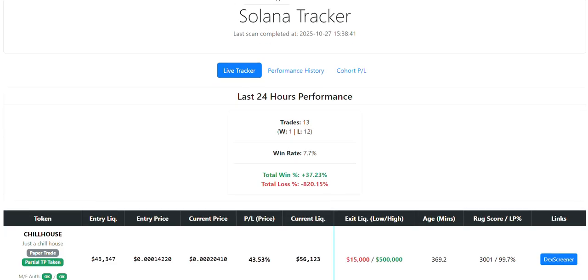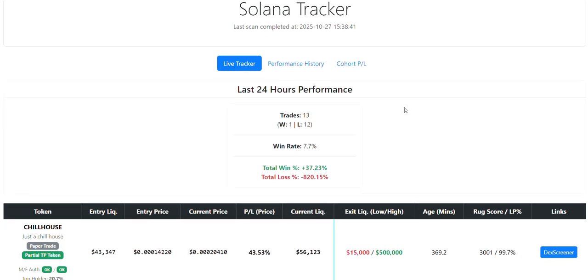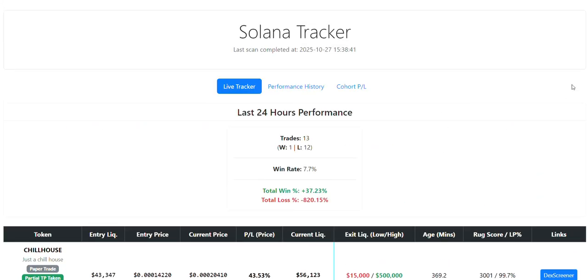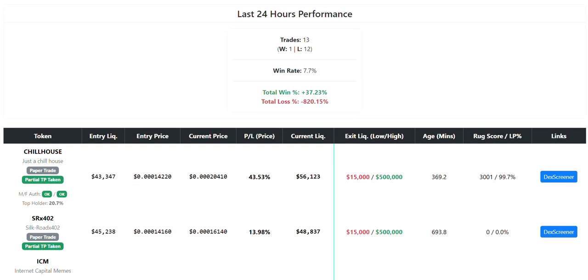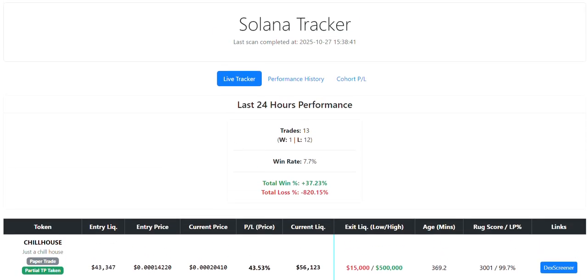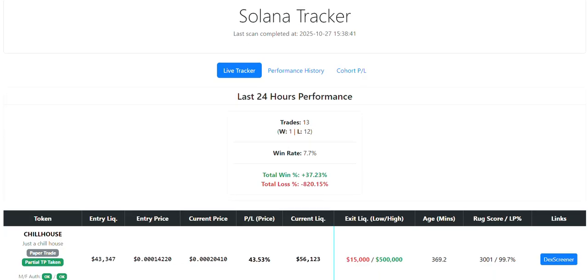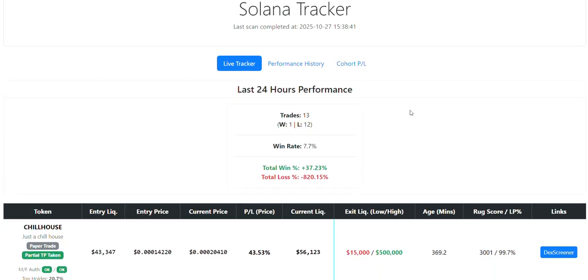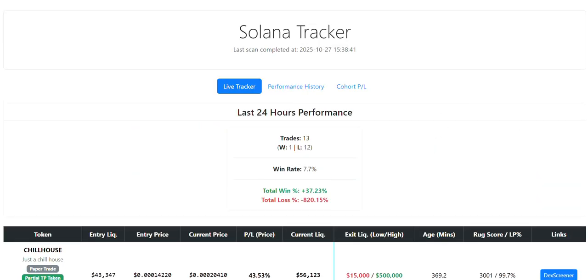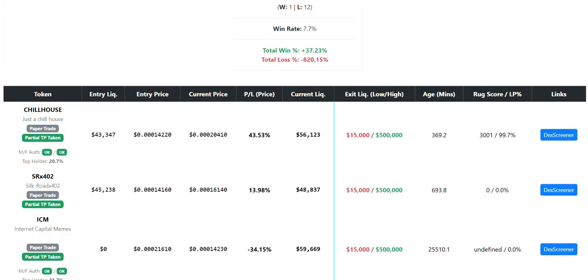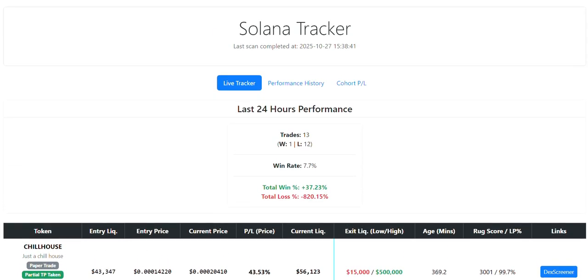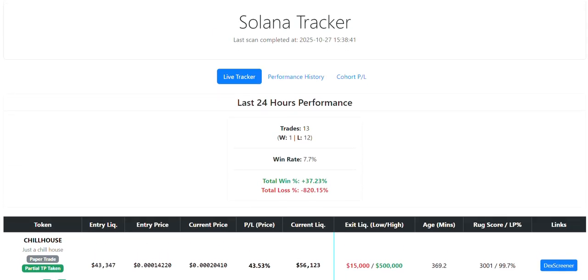Before we dive into the main table, let's look at the last 24 hours performance summary. This card gives you a quick, at-a-glance summary of the tool's recent analytical performance, showing the total number of trade signals that were closed, the win-loss ratio, the overall win rate, and the total percentage potential from winning signals versus losing ones. Now let's look at the main table. This is where the tracker lists tokens that have met its strict entry criteria and are currently being monitored.